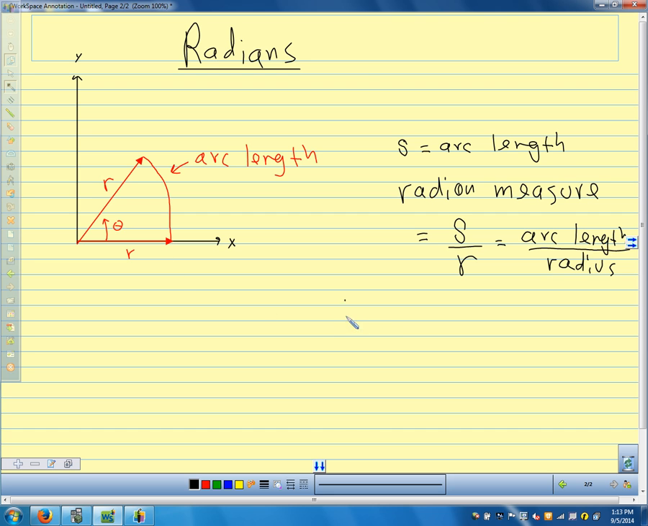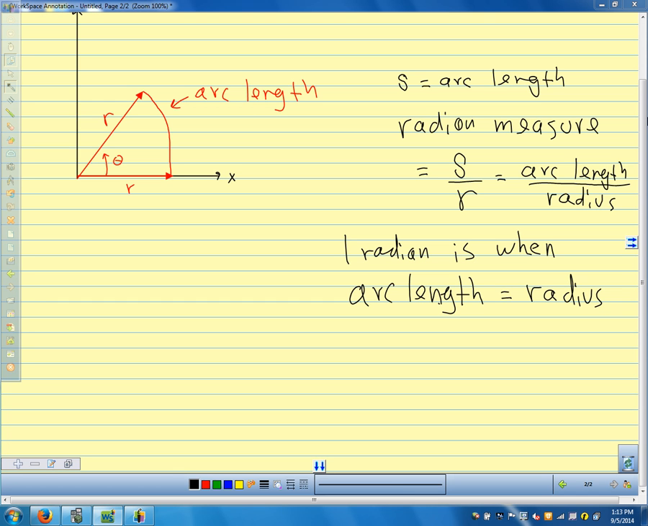One radian is when the arc length equals the radius. So if we rotate around here and this arc length were exactly equal to the radius, that would be 1 radian in our circle. So that's 1 radian when the arc length equals the radius.